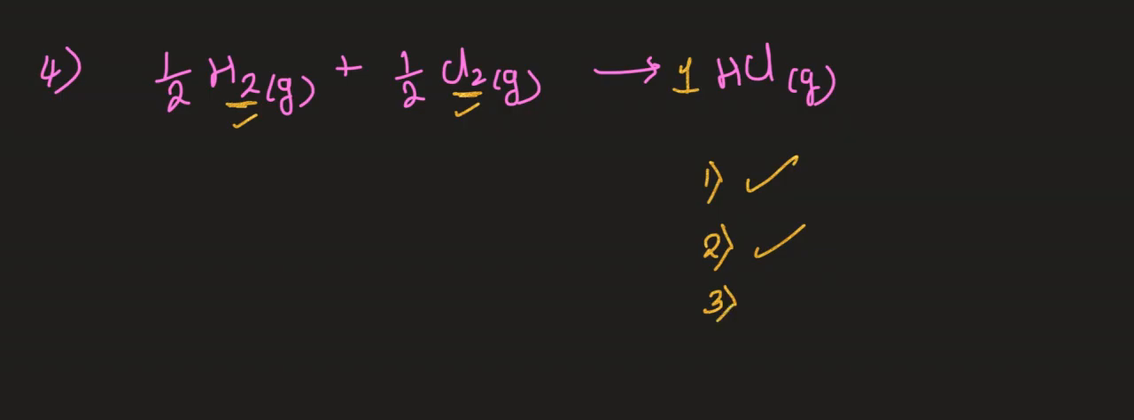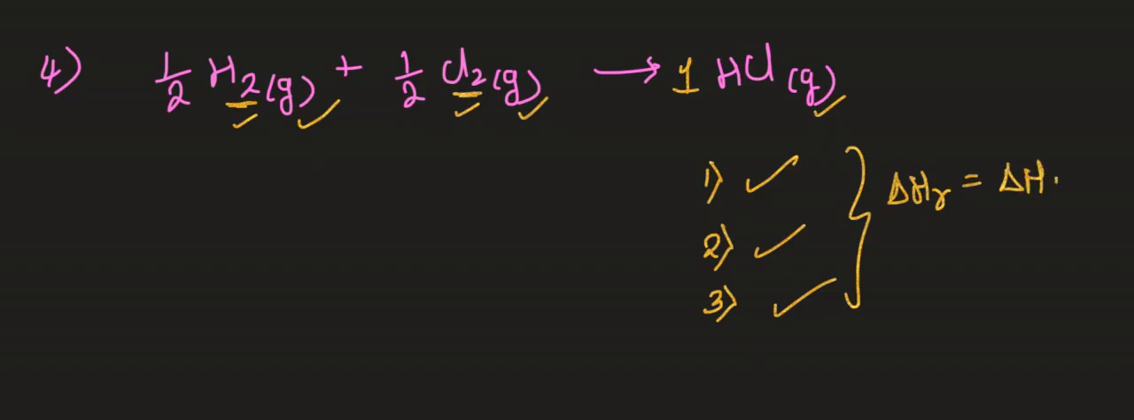What is the third condition? Everyone should be stable. HCl gas form is stable, chlorine gas form is stable, hydrogen gas form is stable. Can we say all three are eligible here? So therefore, you can write here delta HR is equal to delta HF. That means heat of formation is eligible for this reaction. Clear till here? I hope you understood how to identify which chemical reaction is eligible and which is not eligible. Right, move to the next heading, formula.